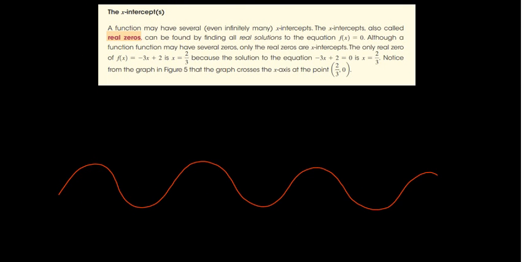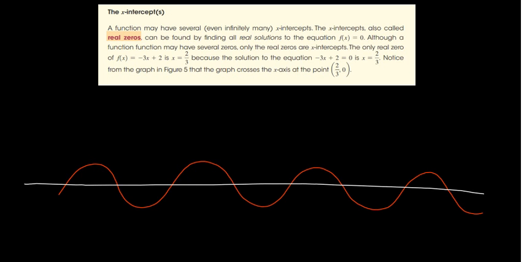All right. So a function may have several, or even infinitely many. So we could have an infinite amount of x-intercepts. One such function that some of you may or may not be aware of would be simply the sine function. It just does that over and over from negative infinity to positive infinity, and it crosses the x-axis an infinite amount of times. Okay, so anyways, moving on.